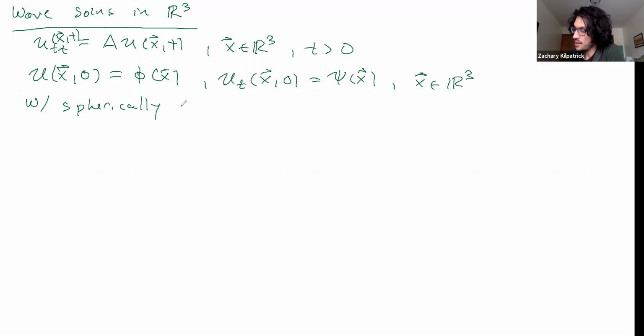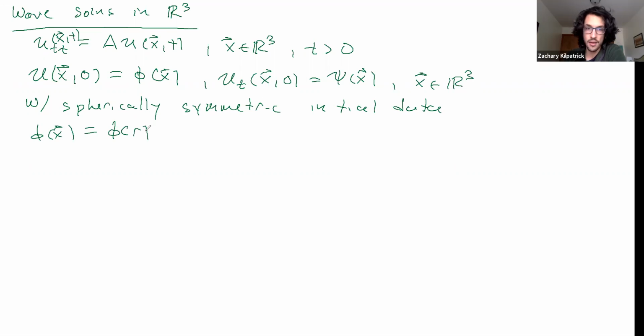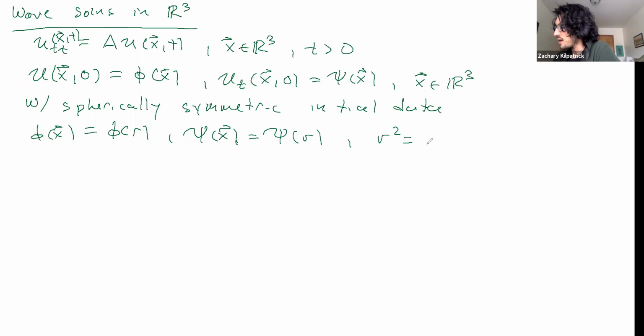In particular, we're going to say that the initial data are spherically symmetric. What does that mean? It means that phi of x can be written as phi of r, and psi of x can be written as some function psi of r that only depends on the distance from the origin, where r squared is equal to x1 squared plus x2 squared plus x3 squared.